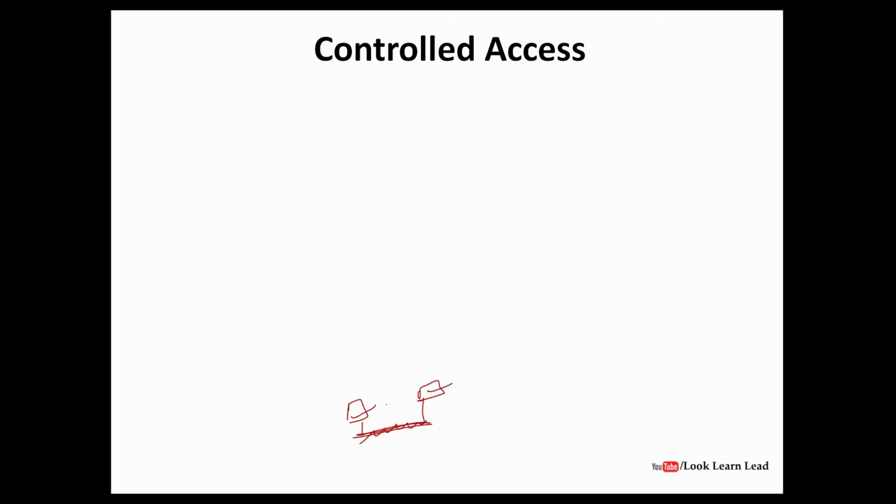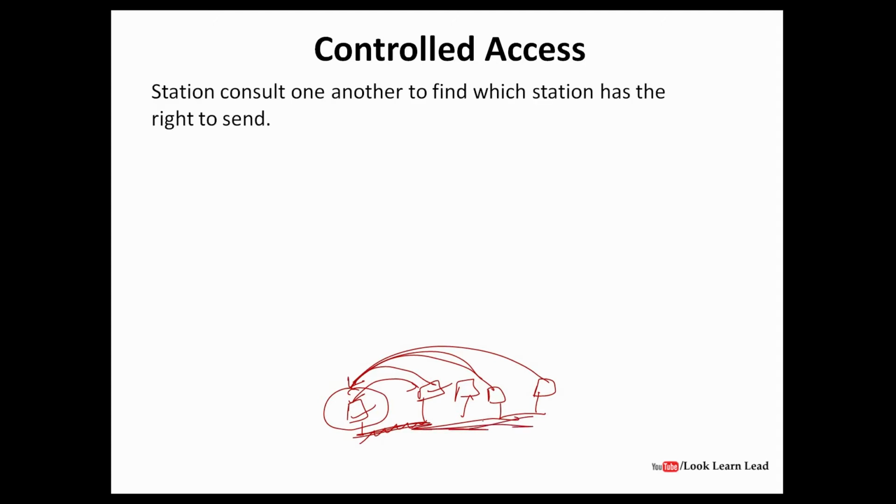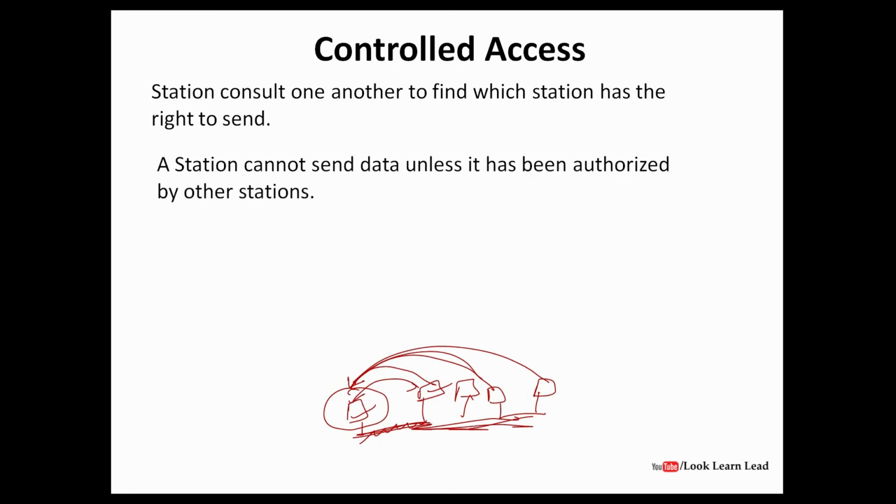In controlled access, these two stations have to take permission from each other. If there are 5 stations in a row and one station has to send, it has to be authorized by all other stations. It has to take permission from all other stations to transfer data on the shared link. That is controlled access: stations consult one another to find which station has the right to send, and a station cannot send data unless it has been authorized by other stations.